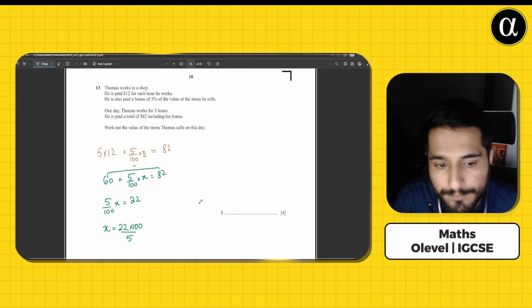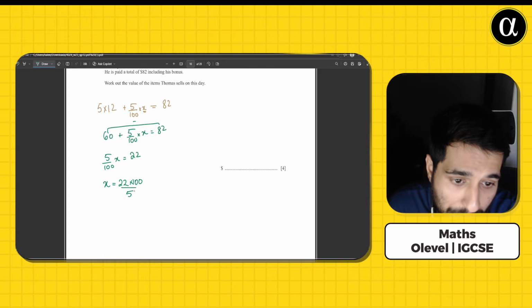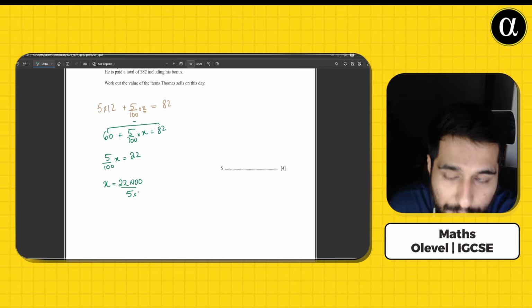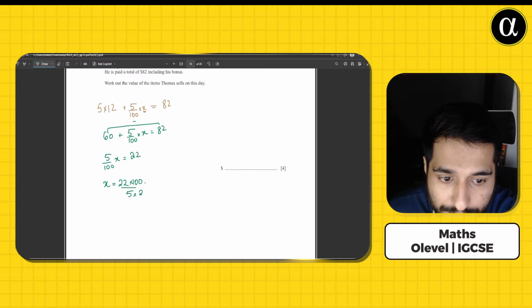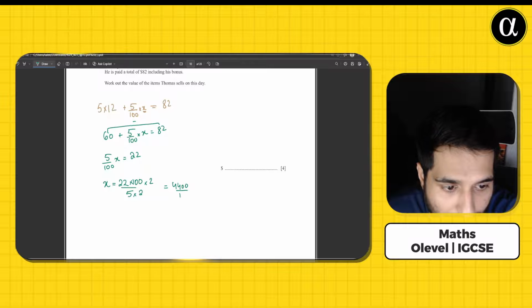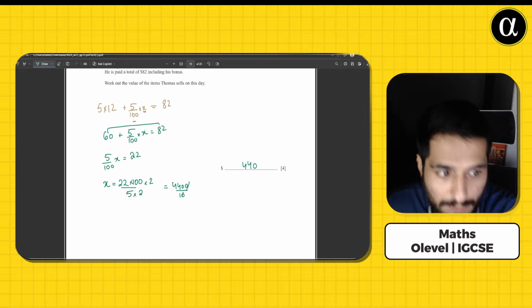5. Now if we want to solve this, I'd suggest that you convert this denominator into 10, 100 or 1000, because that makes our working easier. In order to convert this into 10, we need to multiply this with 2 and this with 2 as well. So this is going to be 2 into 22, 44 upon 10, and as you can see, a much easier working to do. So the answer is going to be $440.